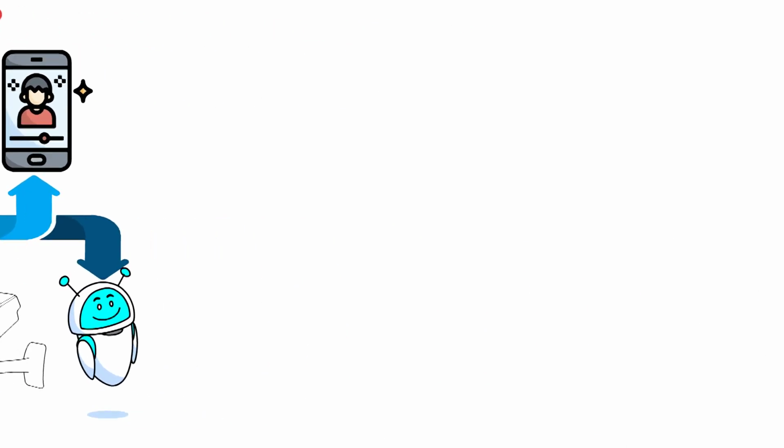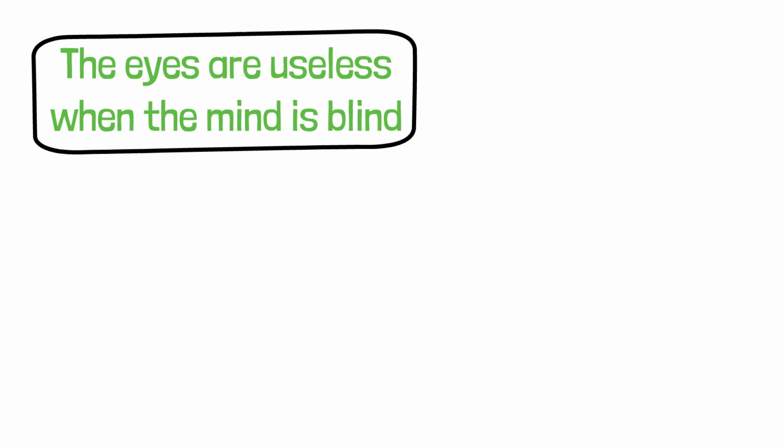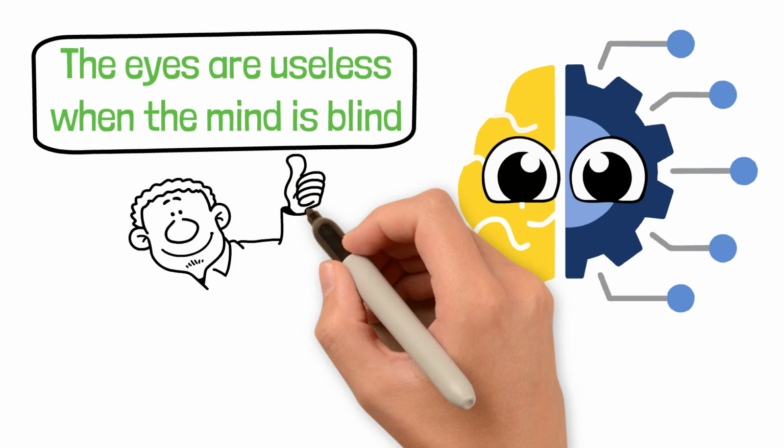A famous quote, "The eyes are useless when the mind is blind." Unknown. Computer vision gives computers both eyes and a mind so they're no longer blind. They can see, understand, and even make decisions.